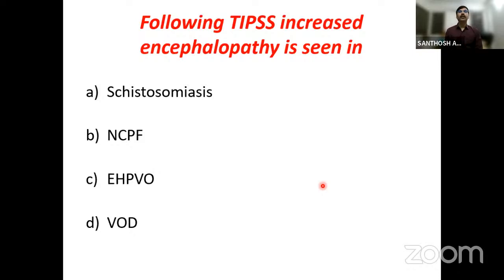The next question is: following TIPS, increased encephalopathy is seen. The full form is transjugular intrahepatic portosystemic stent shunt. It is a non-selective shunt. So whatever blood is coming through the superior mesenteric portal venous system is directly bypassed into the systemic circulation without being metabolized by the liver.